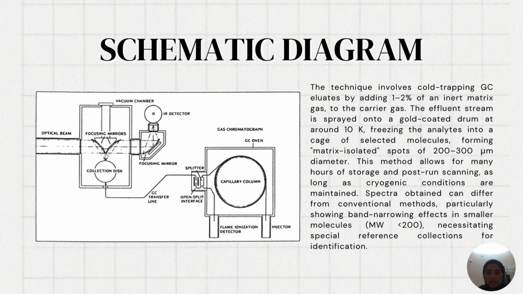This is the schematic diagram. The technique involves cold trapping GC eluate by adding 1 to 2% of inert matrix gas to the carrier gas. The eluate stream is sprayed onto a gold-coated drum at around 10 K, freezing the analyte into a cage of selected molecules, forming matrix isolate spots of 200 to 300 nanometers in diameter. This method allows for many hours of storage and post-run scanning, as long as the cryogenic conditions are maintained.